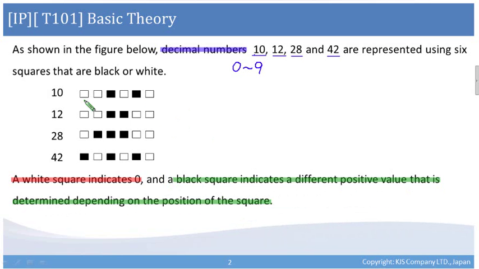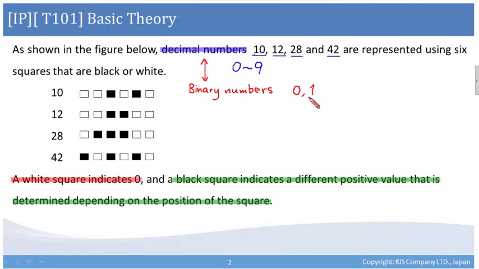So it looks like these black squares are the keys to determine the numbers. And these numbers are called binary numbers. So we have decimal numbers and then we have binary numbers. Binary numbers are used in programming, and since we cannot use so many numbers from 0 to 9, binary numbers are represented using only 0 and 1.